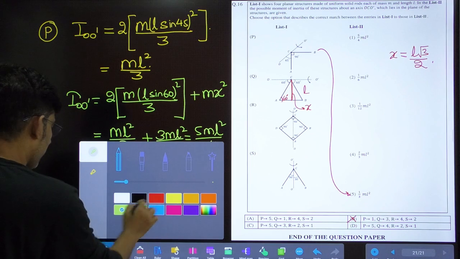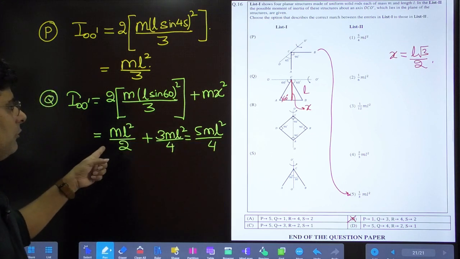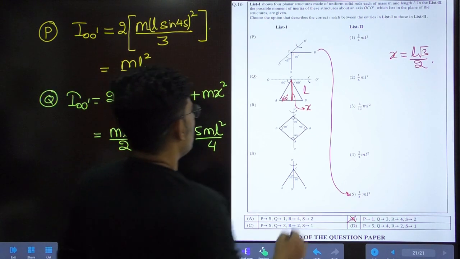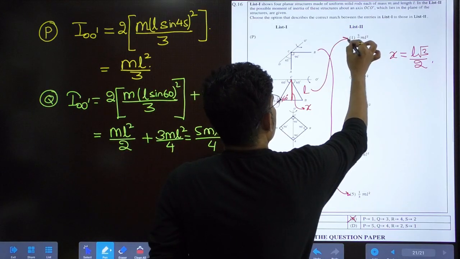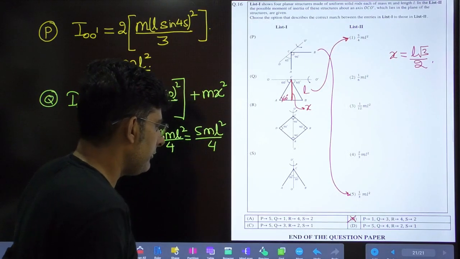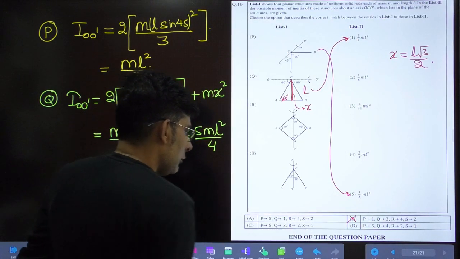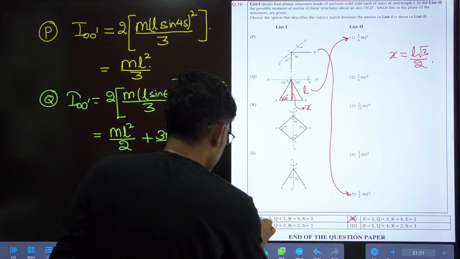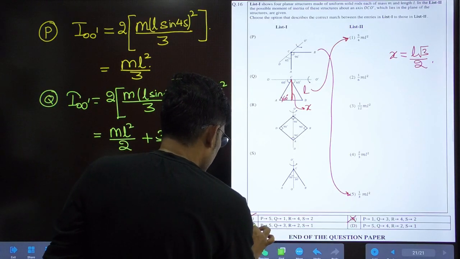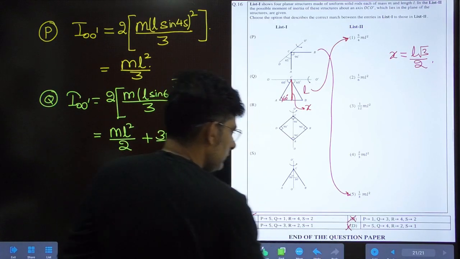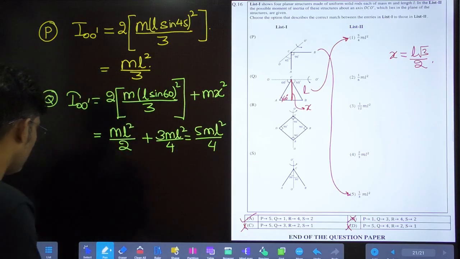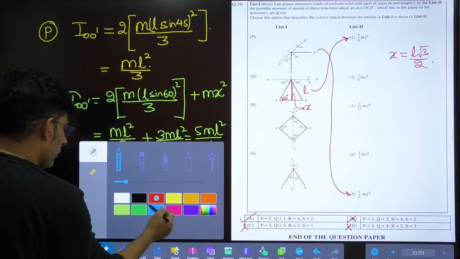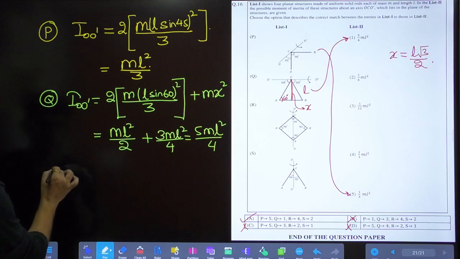So we can see for Q, which one is matching 5 ml square by 4. For Q we have 1. So P5 Q1. So which one is the correct choice? Obviously A. So rest of the cases are wrong. Still, let's solve the remaining ones also.